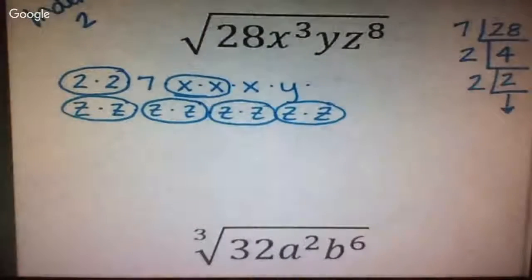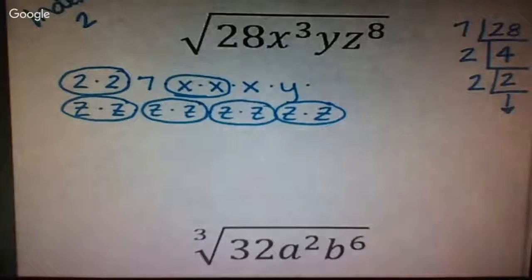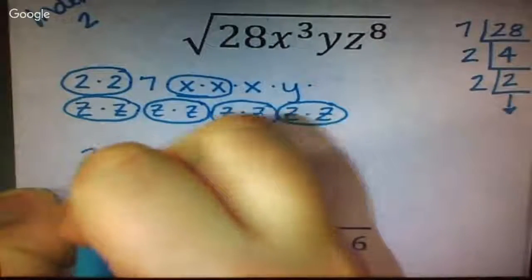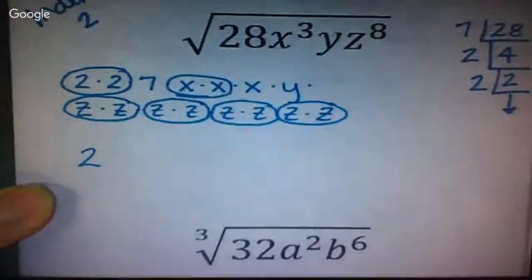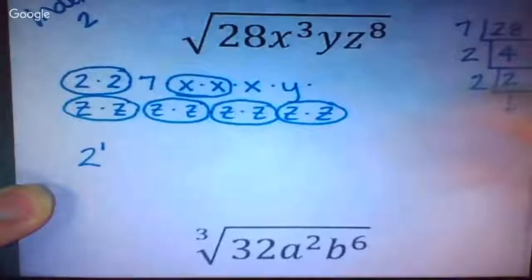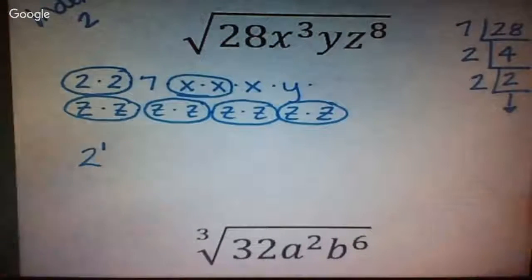Okay? Everybody go with that. We're grouping according to the index. So now, everything that you have circled comes out front and becomes your coefficient. So, I circled 2, and I've only circled 1 of them, so it has an exponent of 1. You don't need to write it.